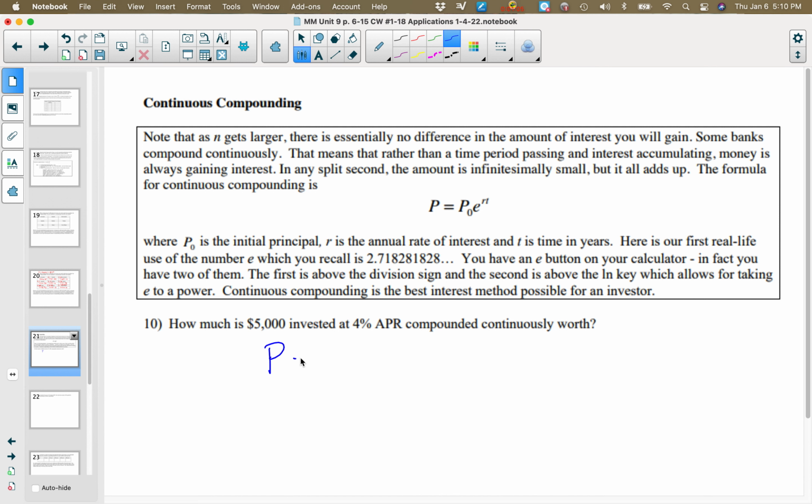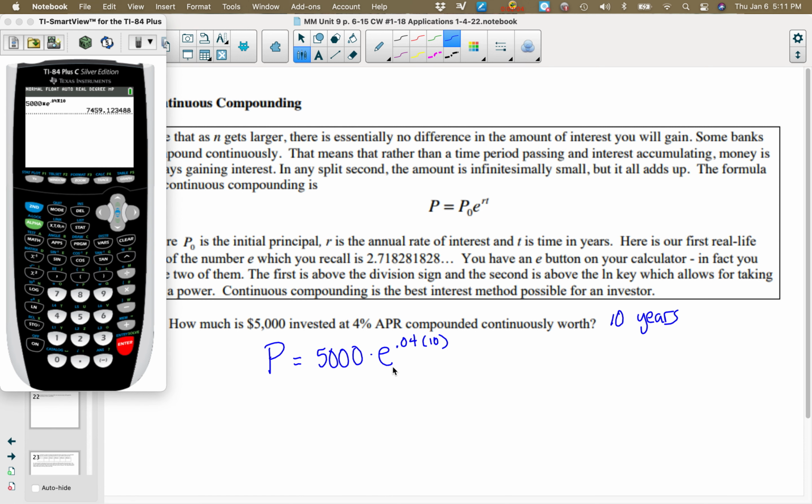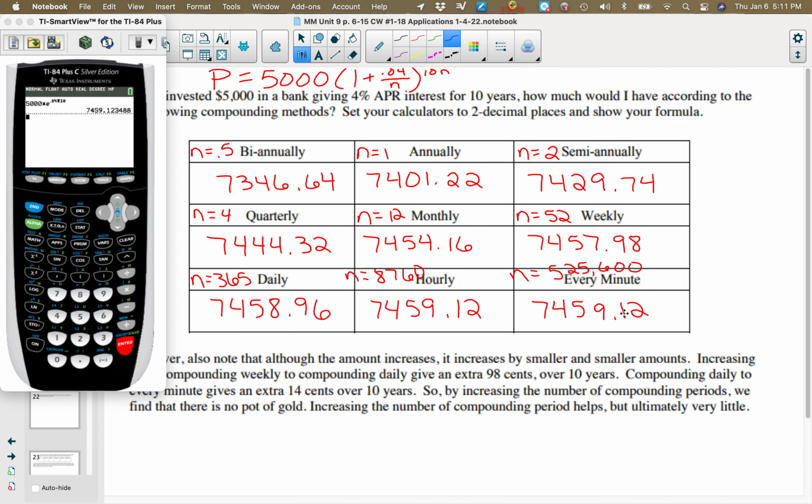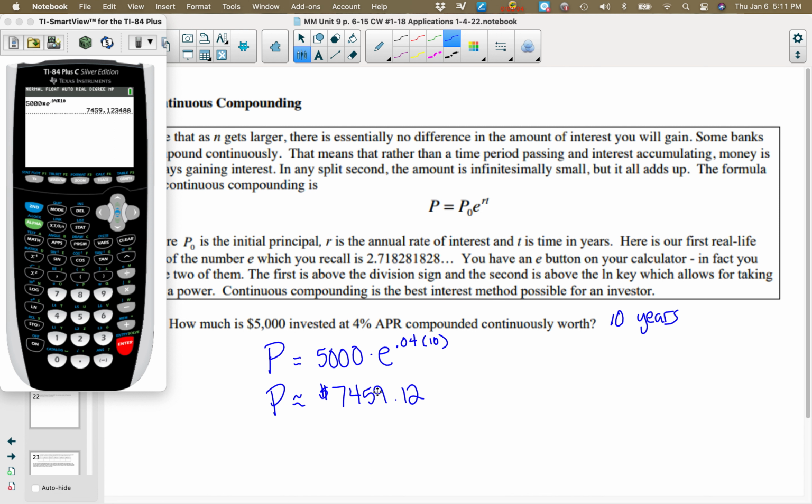So we would end up with P equals, P naught is 5,000, and then we have e to the rt. They didn't give a particular time, but let's say 10 years because that's what we did in the previous chart. If we evaluate this, we get about $7,459.12. If you compare that, we get the same answer rounded to the hundredths place. This is just a very easy formula to use if this idea of compounding continuously.